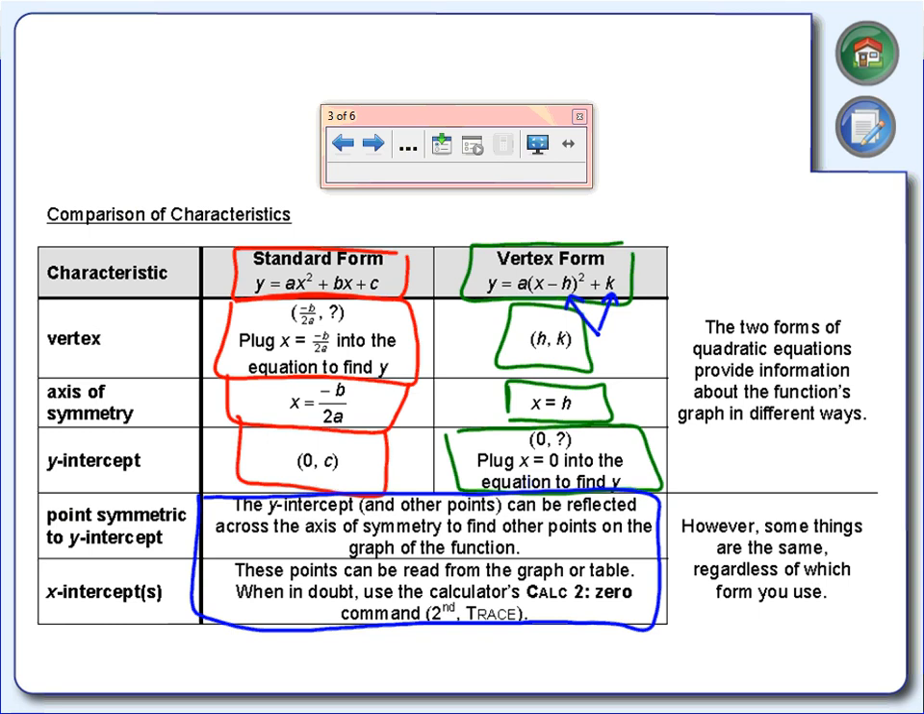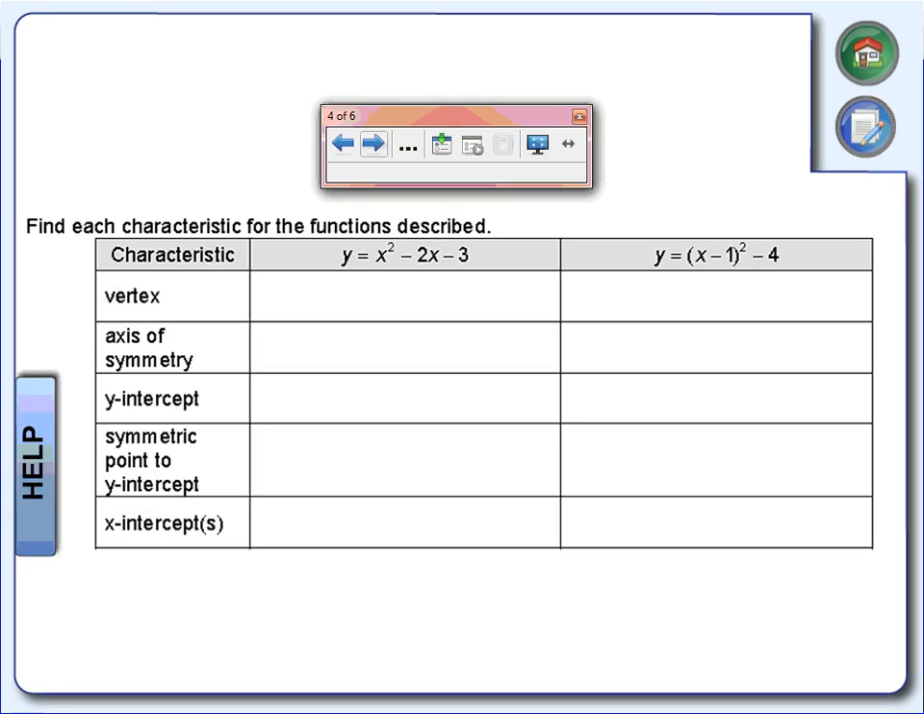The last two, we're going to cheat there, and we're just going to use the calculator to get the last two answers. All right, so here we go. Let's go to the examples that we have there. Now we've got two different equations. The first one here is the standard form. The second one is the vertex form. So this right here is the one that we're going to be looking at. That's the one I want to use.